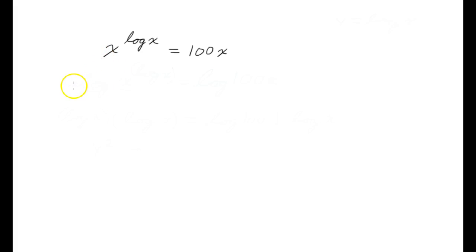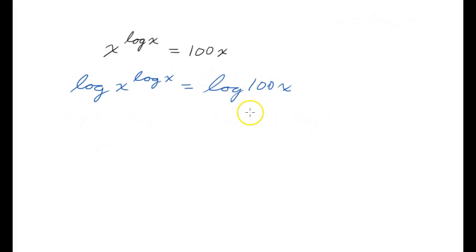So I'm going to take the logarithm of each side. Let's take the log of x raised to the log of x equals the log of 100x. At this point, we are going to use properties of logarithms. When you have the log of something raised to an exponent, you can take that exponent and put it out front and multiply it by the log of that something. So let's write log of x multiplied by this log of x.